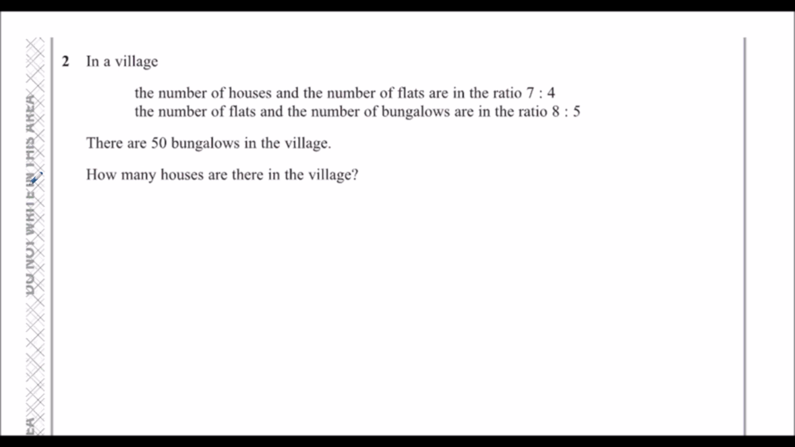Question 2. In a village, the number of houses and the number of flats are in the ratio 7:4. Houses to flats, 7:4. The number of flats to bungalows is 8:5. There are 50 bungalows in the village. How many houses are there?